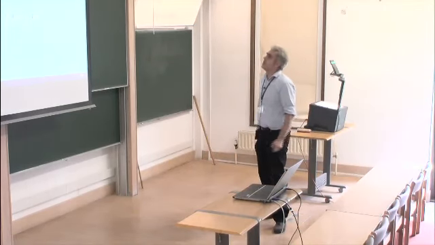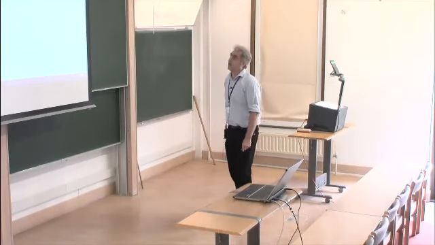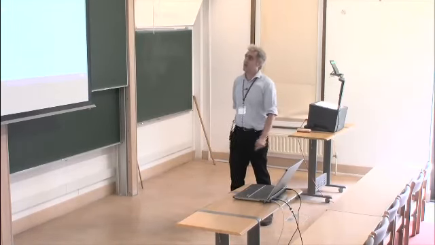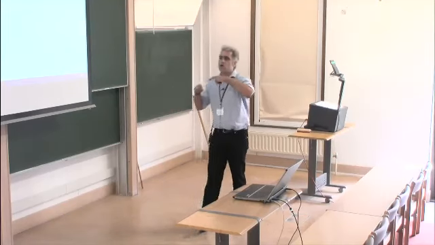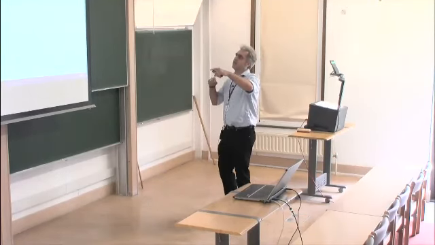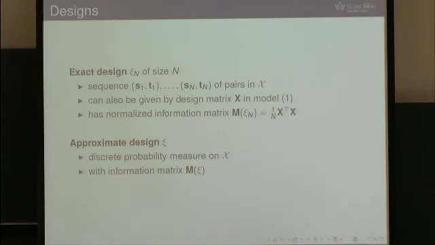So now we will be looking at exact designs of a given size n, so a specific number of pairs. That can either be a sequence of pairs, or it can be given by a design matrix where each row would basically code the difference in attribute levels for a pair. And if we have such an exact design, the normalized information matrix in the corresponding linear model has just this familiar, usual form.